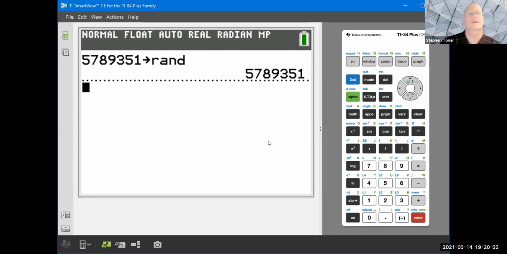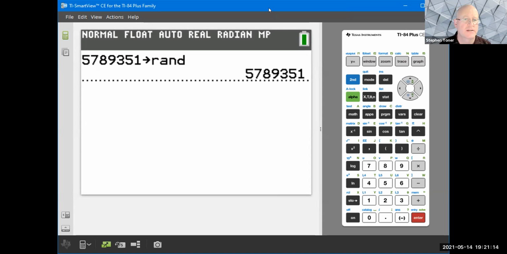Now, that is a one-time thing. That seed location will continue to advance as you use random features on your calculator. And as you turn your calculator off and then turn it back on, those numbers will still be there. Okay, the next thing I want to show you deals with the randInt function.